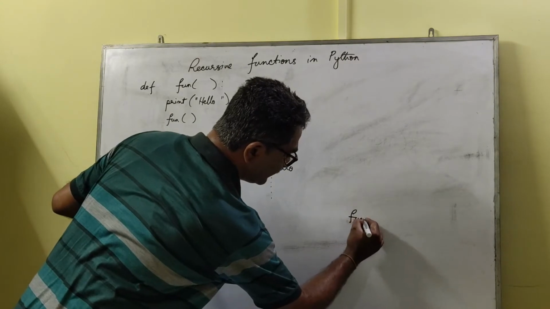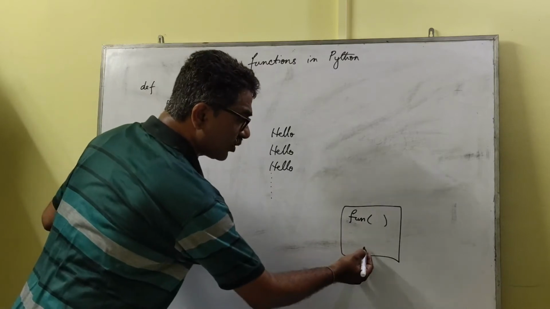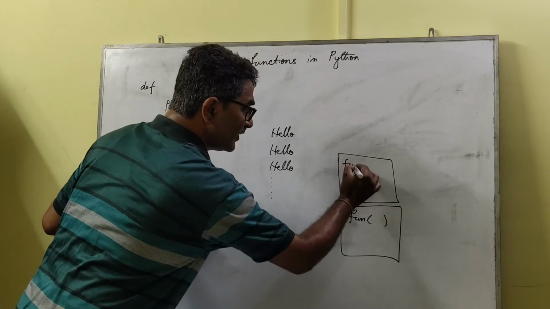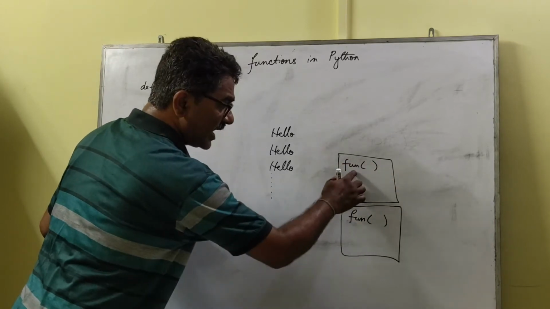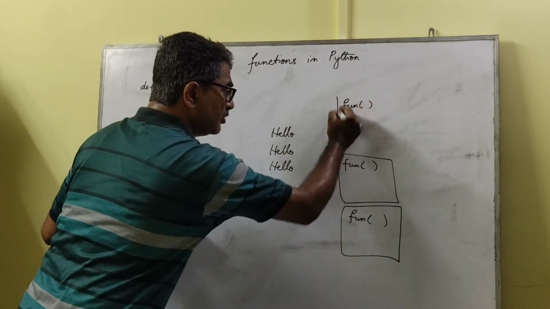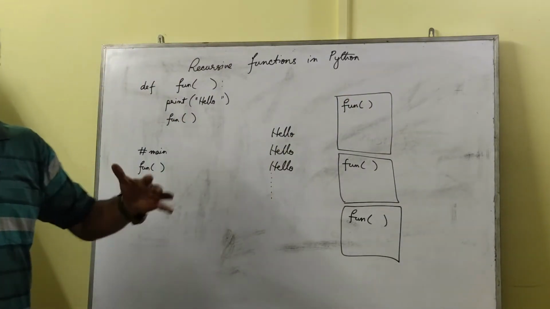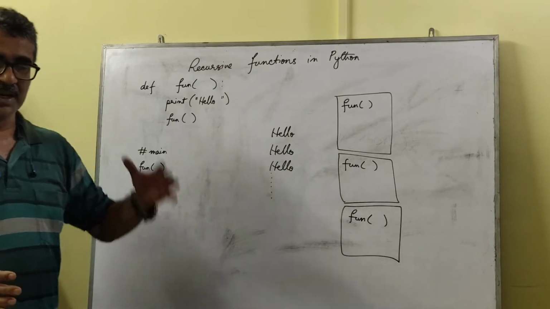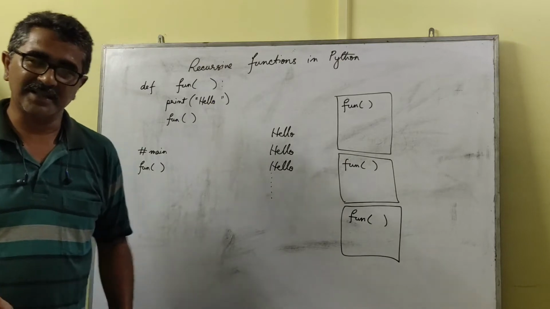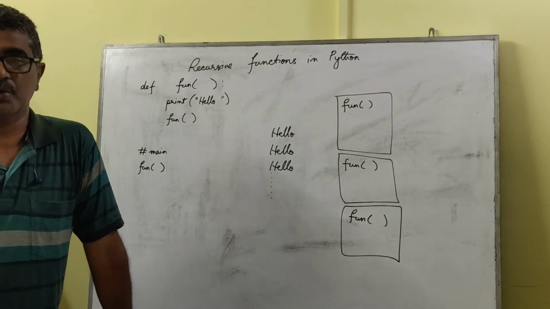So fun is there. This is a part of the memory where the fun function resides. Once again, I make a call to this fun function, so once again the fun function resides in the memory. And before this function ends, once again I make a call to the fun function. It might look like it's going to continue infinitely, but in a computer the memory is always limited. So you will naturally come to a situation where the memory is going to get filled up. That is why Python puts a check that the number of recursive depths should be controlled.